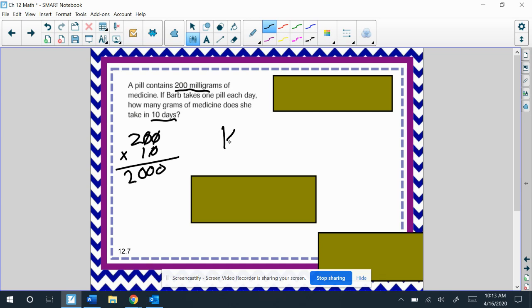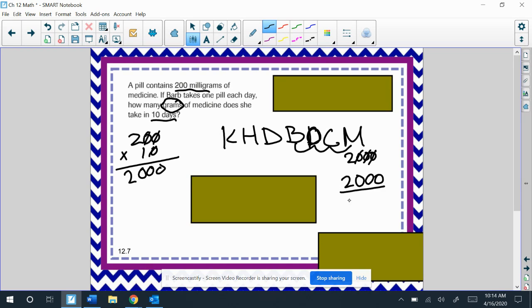So let's do our saying now. King Henry died by drinking chocolate milk. I'm going to put 2,000 down here. And I'm going from 2,000 to grams, my base. Well, that means I am dividing. And if I'm dividing by 3 zeros, I can just cross out 3 zeros. Or I have 2,000 over 1,000. When you divide that, it still comes down to 2 over 1. So my answer is just 2. That was a little tricky. Here's the next one. See if you can do it.